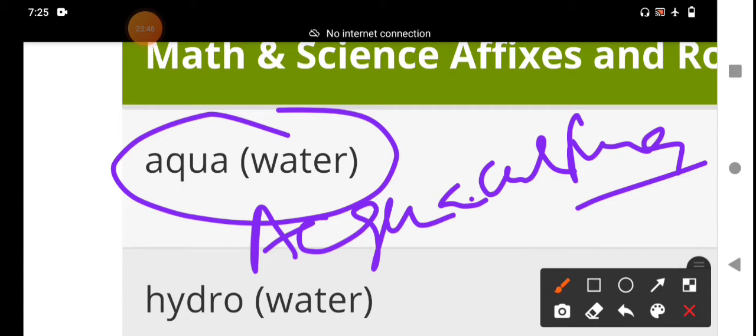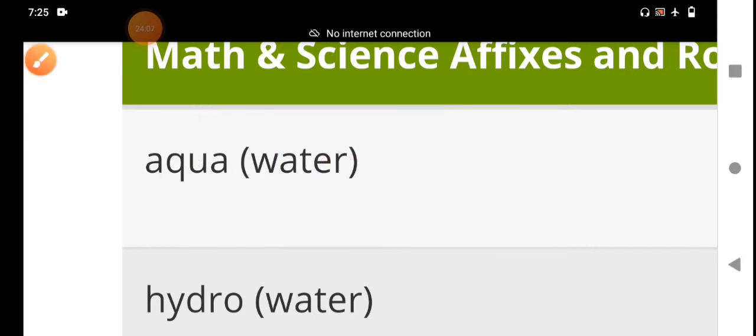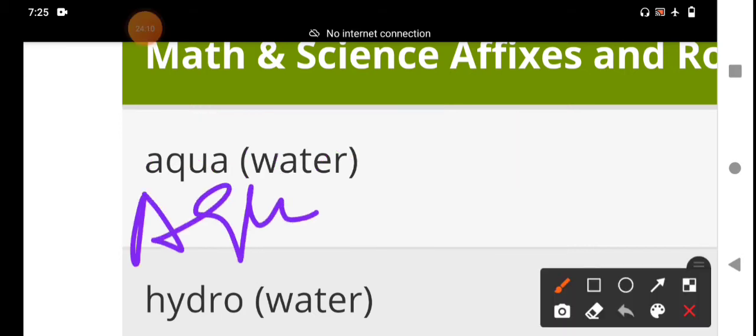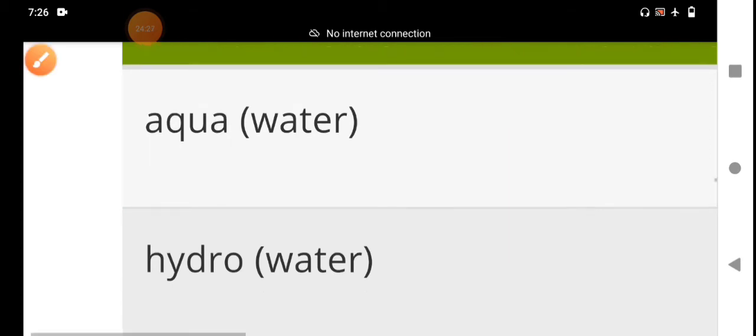Aquarist, A-Q-U-A-R-I-S-T. Who is an aquarist? A person who looks after an aquarium. That is an aquarist. Then aqueduct. Aqueduct means a channel that carries a large amount of water. That is aqueduct. These are the vocabulary we should understand.